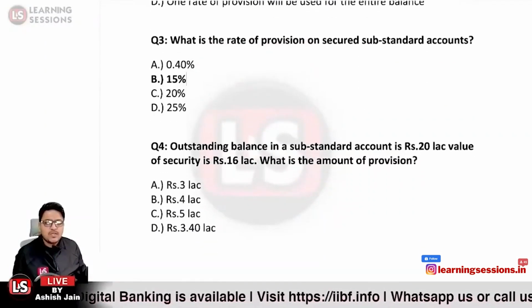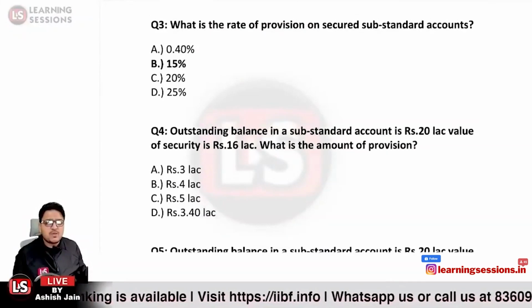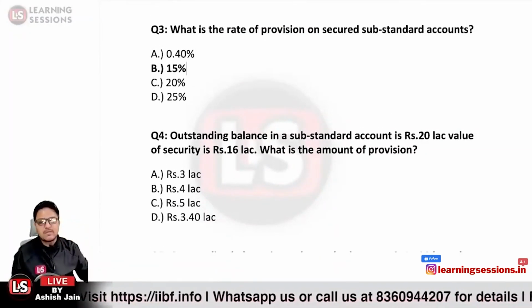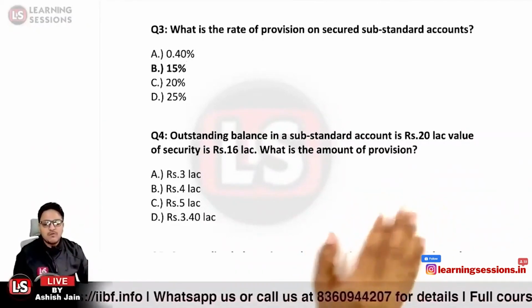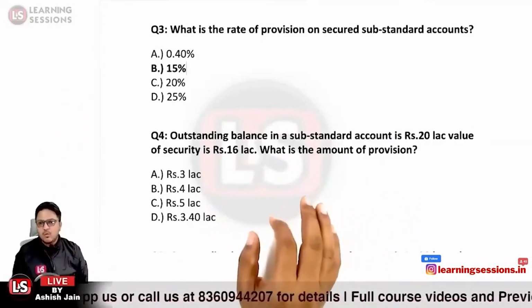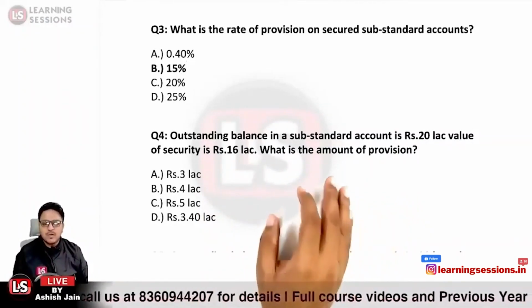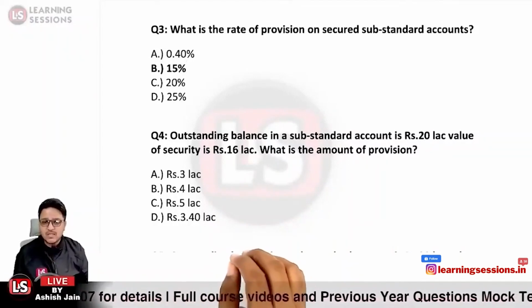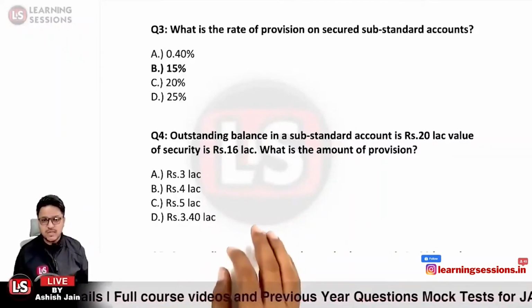Further, outstanding balance in a substandard account is 20 lakh rupees. Value of security is 16 lakh rupees. What is the amount of provision? Rupees 3 lakh, 4 lakh, 5 lakh or 3.40 lakhs? What would be the right answer in this particular case? Kindly please do answer at the earliest.